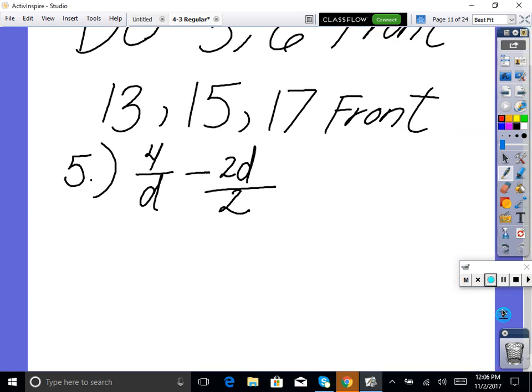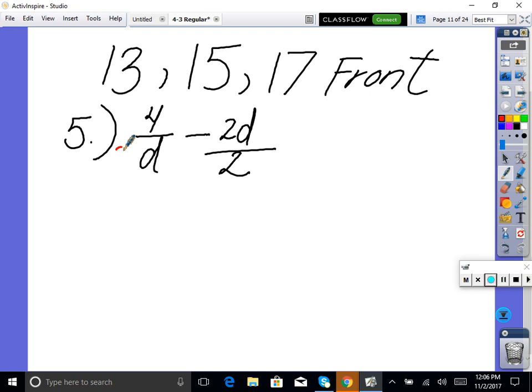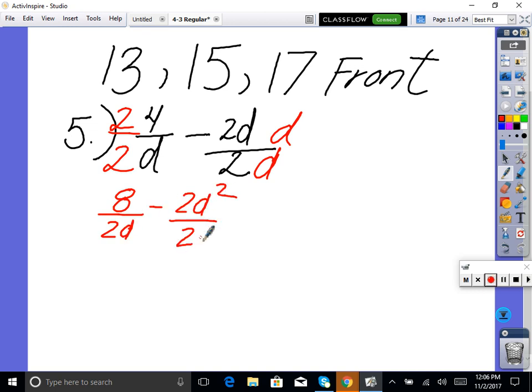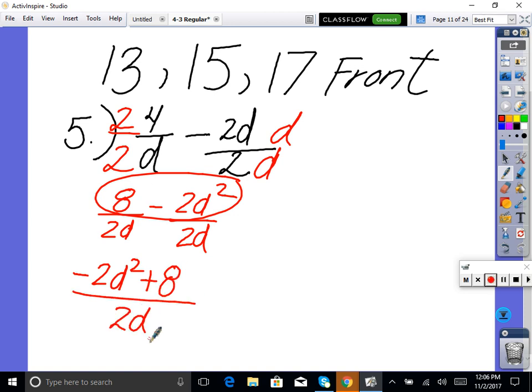Okay, so you got a least common denominator, which is 2d. So you multiply by 2 over 2, d over d. So then you would have 8 over 2d minus 2d squared over 2d. Then once again, now I would rewrite the top in standard form, negative 2d squared plus 8 over 2d. Then our goal is to simplify correctly, so you factor the top, factor the bottom, divide out exact factors. On top, you're going to want to pull out the greatest thing in common, which is negative 2. So then left is d squared minus 4.